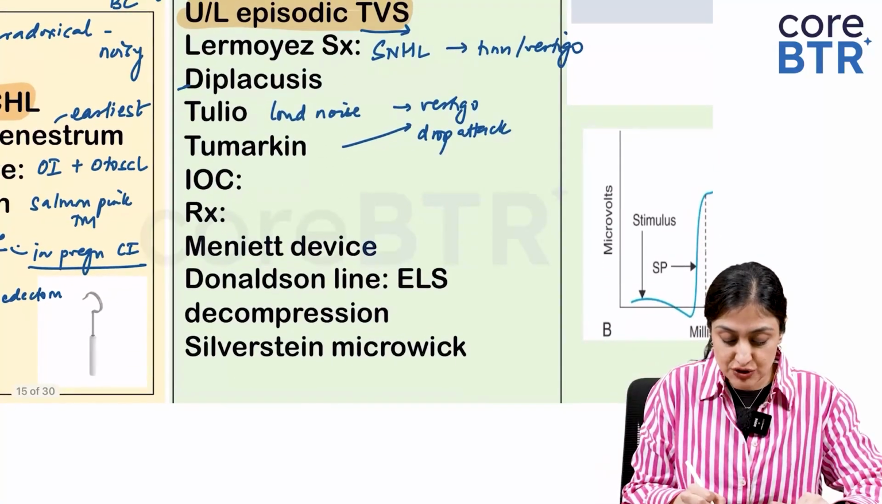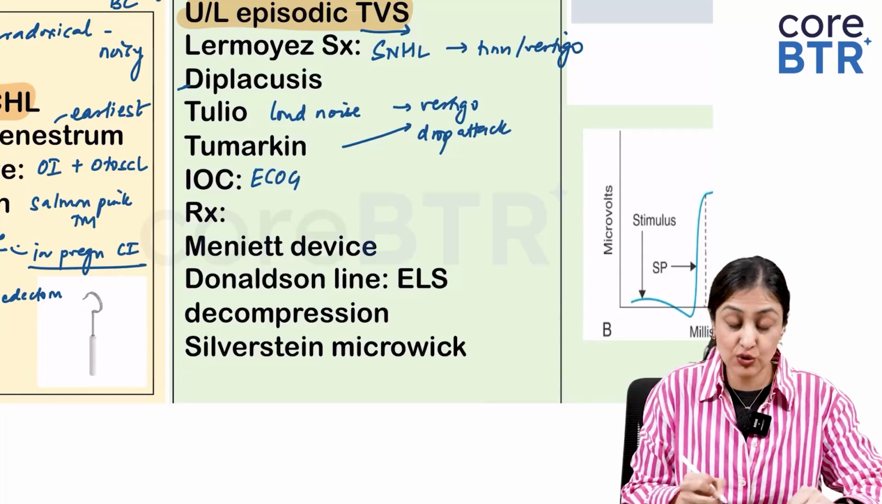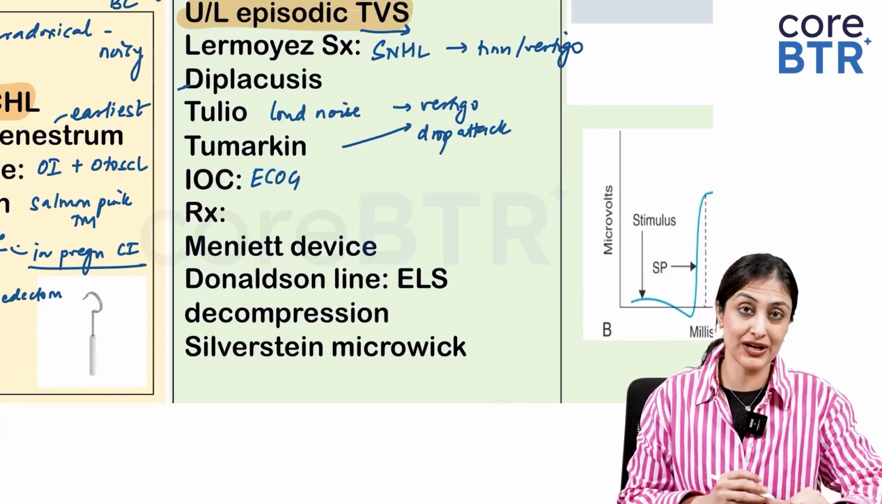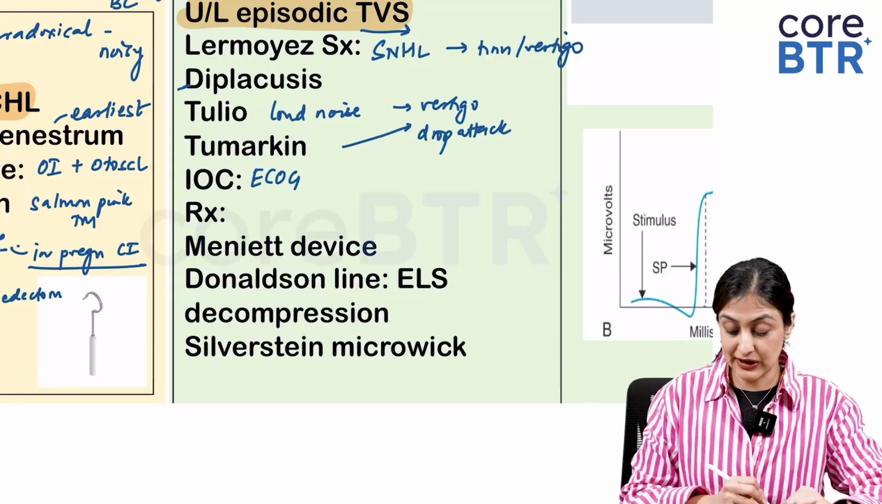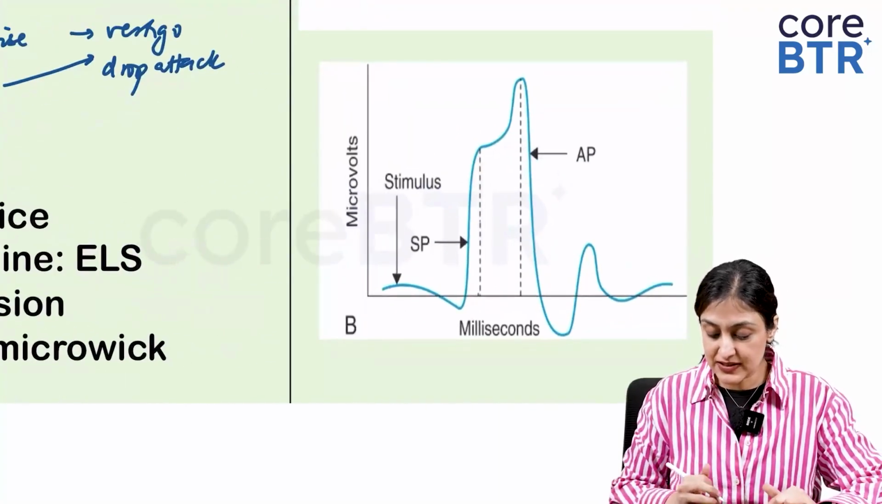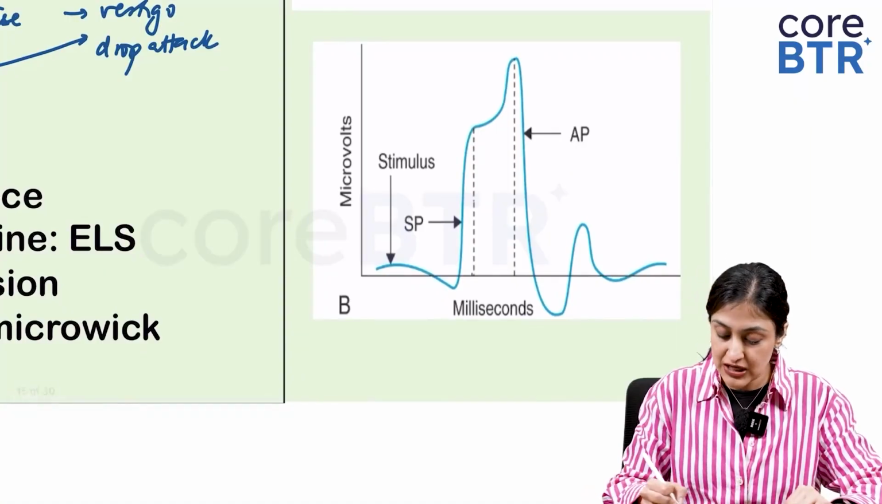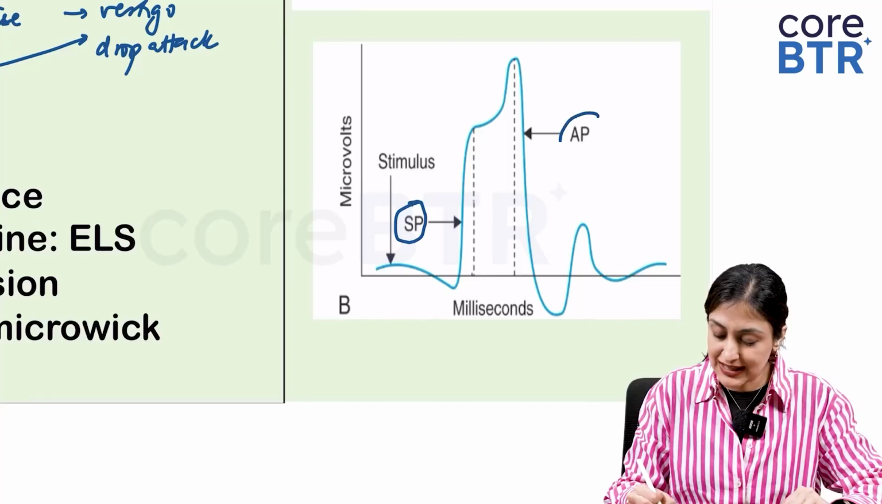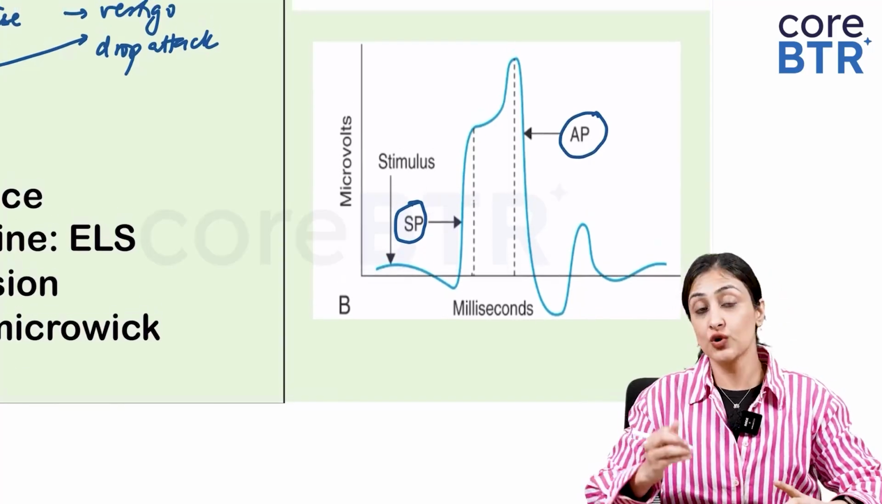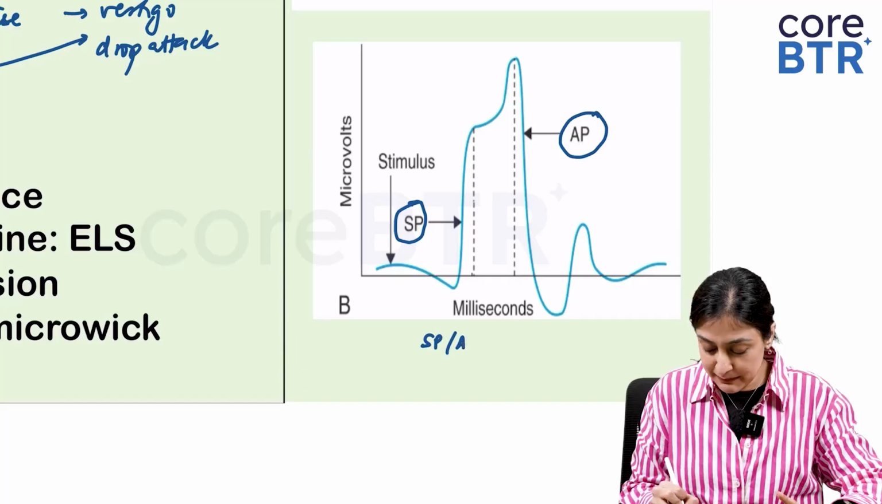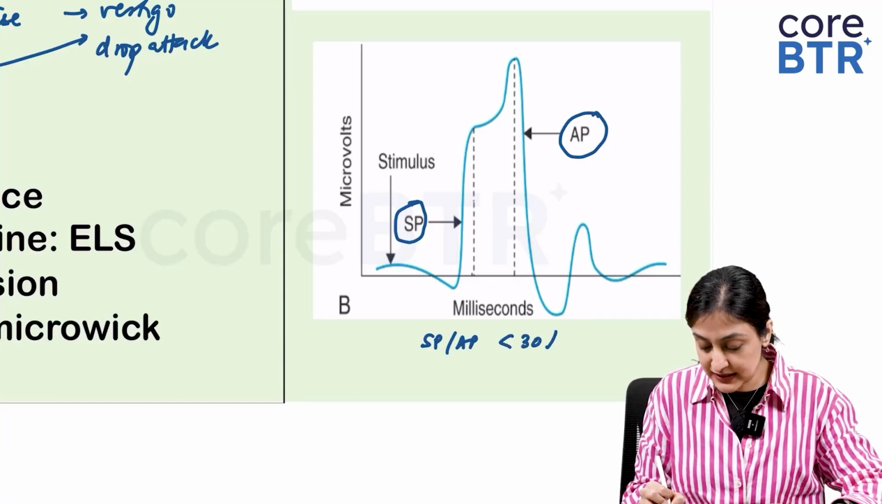The investigation of choice has been asked. This is electrocochleography. It's a cochlear issue, right? So normally we take this ratio. This is what electrocochleography looks like. We are monitoring the voltage. I have this summating potential and this action potential. So SP upon AP normally should be less than 30%.